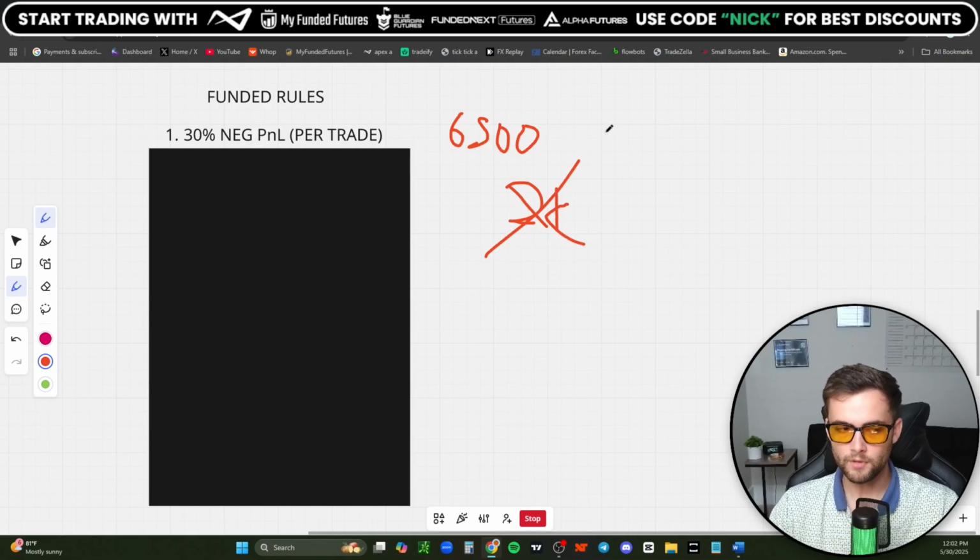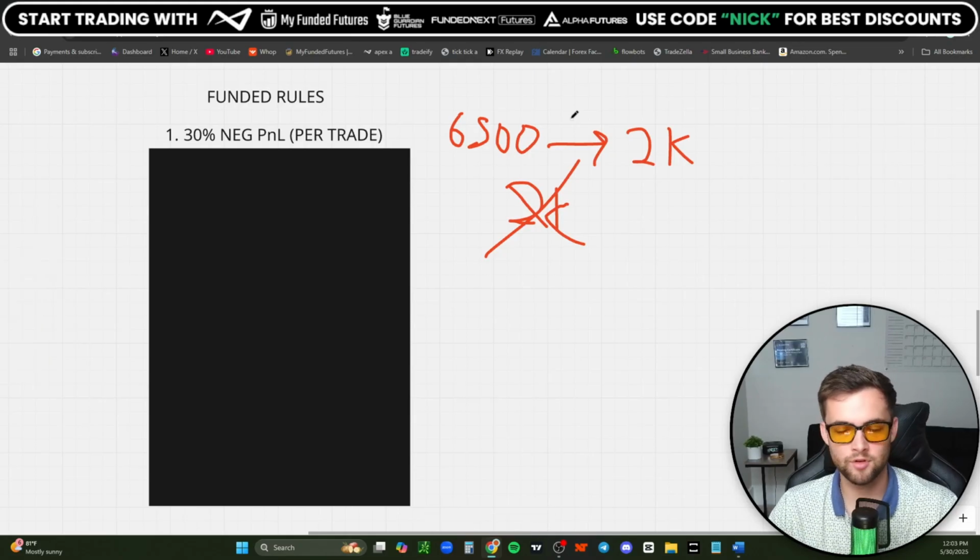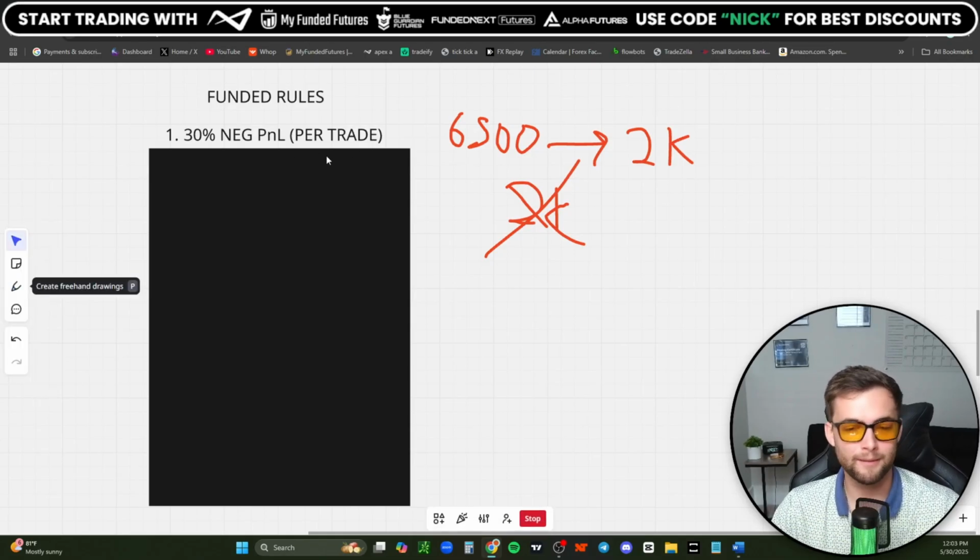So yeah, if you hit over $2K and your drawdown is $6,500 of the account balance, then nothing's going to happen. You'll most likely just get flagged and get an email sent, something like that. You probably won't have your payout denied. Maybe some people have had their payout denied. If you have, comment that down below. But just remember it's on a per trade basis.